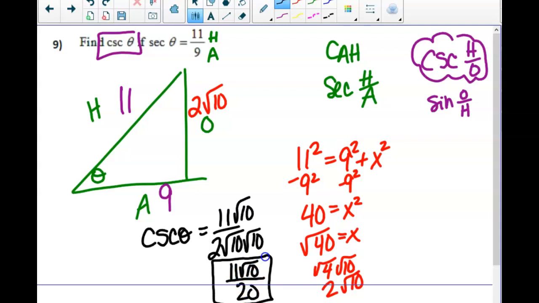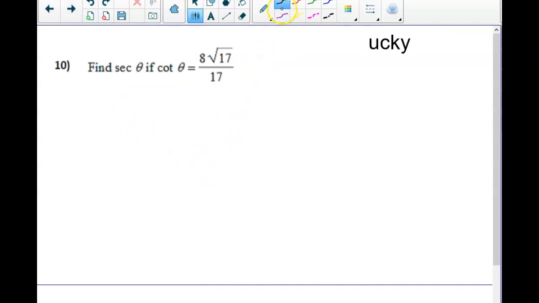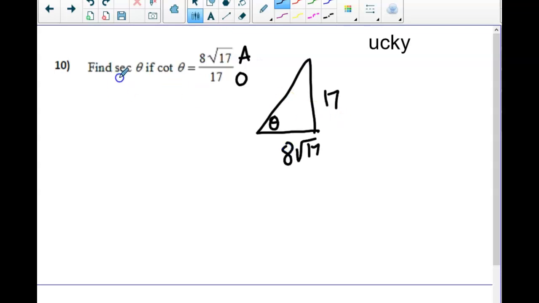Okay, if you thought that one was ugly, unfortunately this one is even more disgusting, and I don't think it's this disgusting on the quiz, so I'm going to kind of go fast because I want to get to more important stuff. So cotangent is what over what, guys? Yeah, instead of TOA, it's adjacent over opposite. So if I put 8 square roots of 17 and 17, secant means I'm going to need a flip of cosine, so hypotenuse over adjacent. Does that sound right? Yes? Okay.